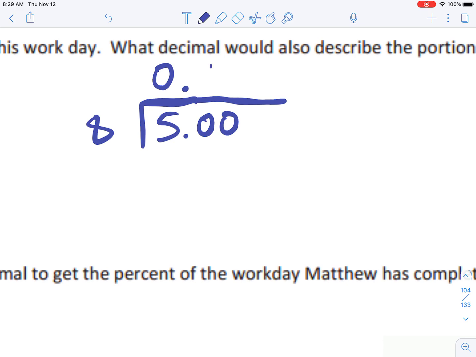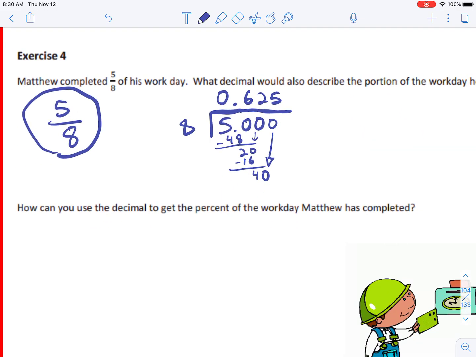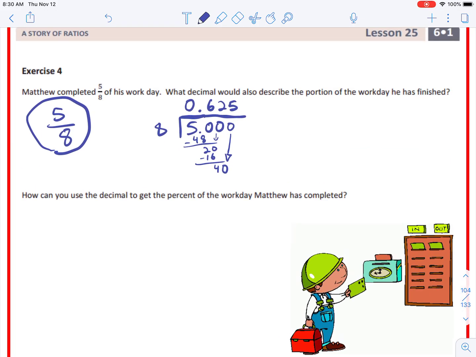8 goes into 56 times. That's 48. We subtract this and get 2. We bring down the 0. 8 goes into 20 twice. That's 16. We subtract that and get 4. I'm going to add one more 0, bring it down. 8 goes into 40 5 times. And that's our answer. So the decimal that describes the portion of the workday he has finished is 625 thousandths.